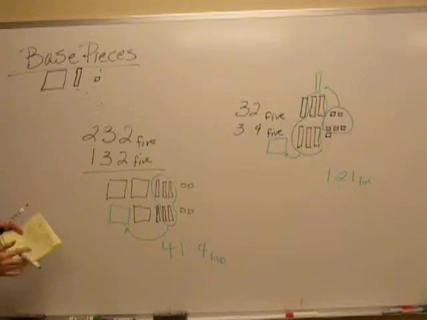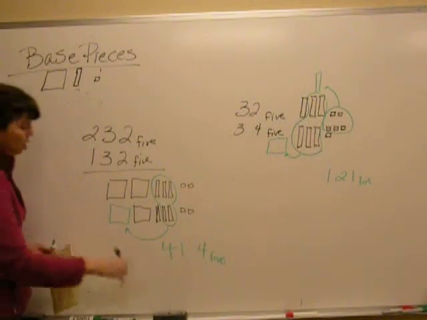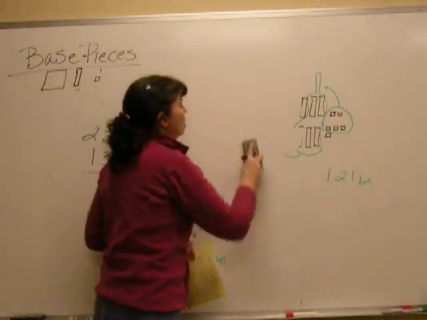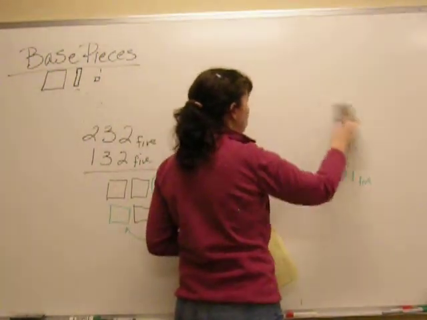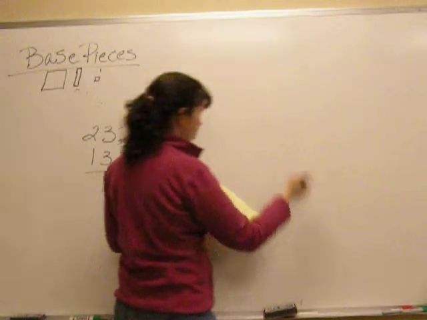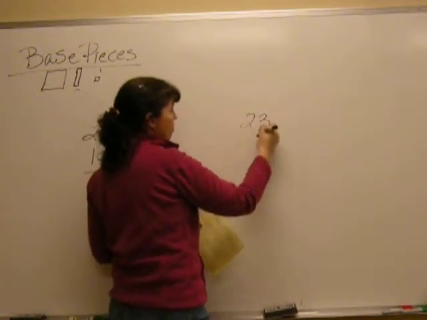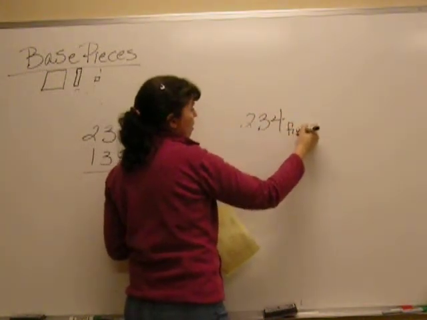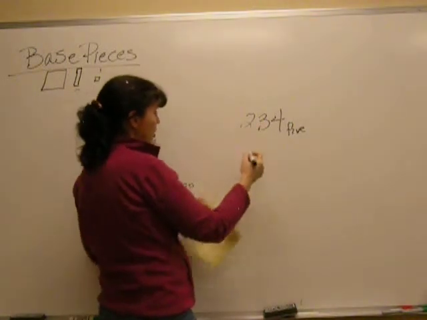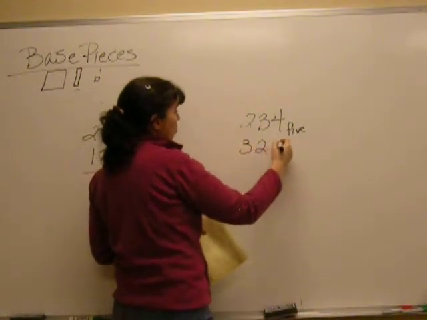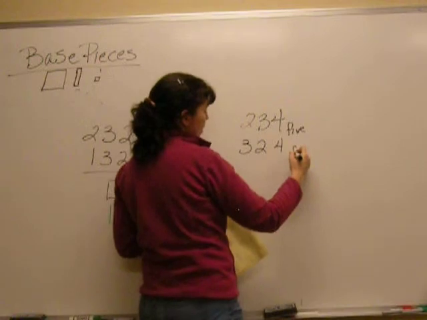All right, let's try one more of these. What if you went 2, 3, 4. The thing about base 5 is you don't have a lot of choices for your digits. And 3, 2, 4, base 5.